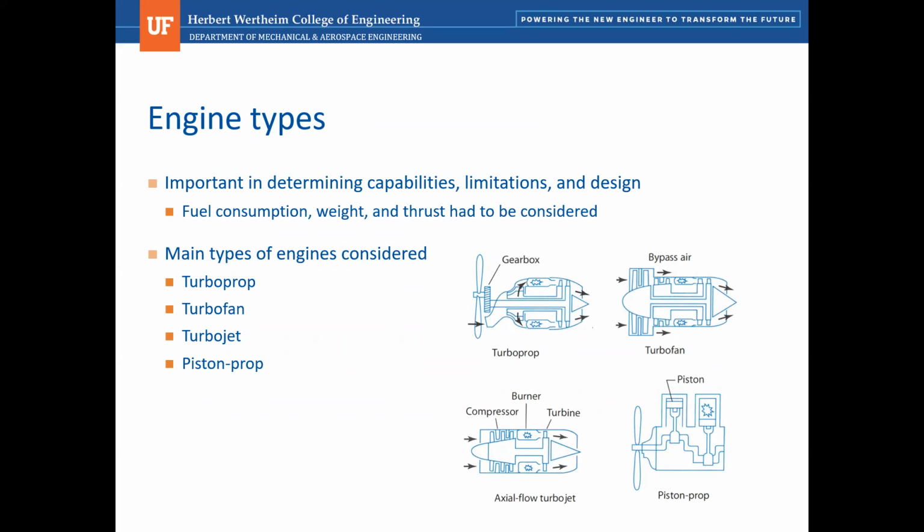So my name is Michael Coletta, and I'll be talking to you about the propulsion system that we chose. The engine is very important in determining the capabilities, limitations, and the design of our overall aircraft. Some of the important parameters that we had to consider were fuel consumption, weight, and thrust. Some of the main types of engines that we considered can be seen here to the right, and they include the turboprop, the turbofan, the turbojet, and the piston prop engines.